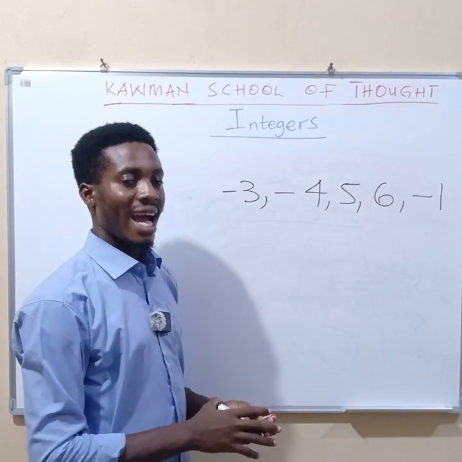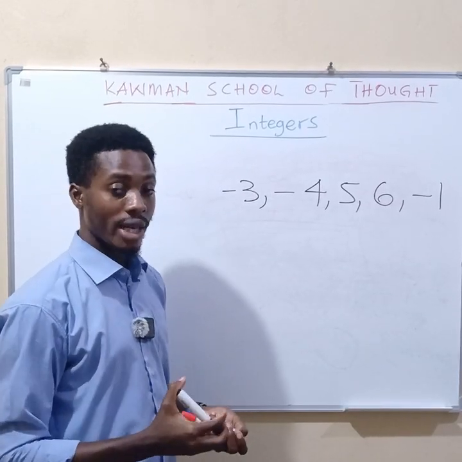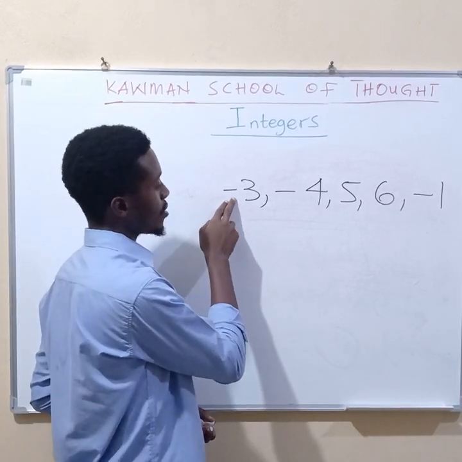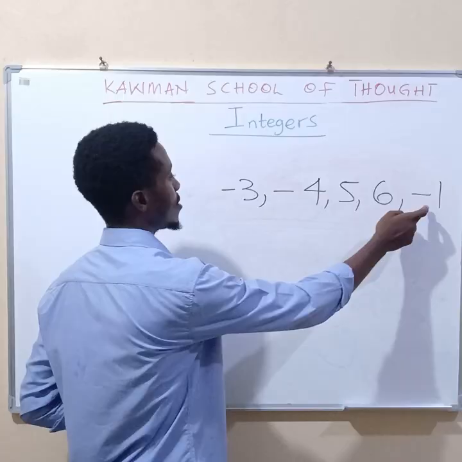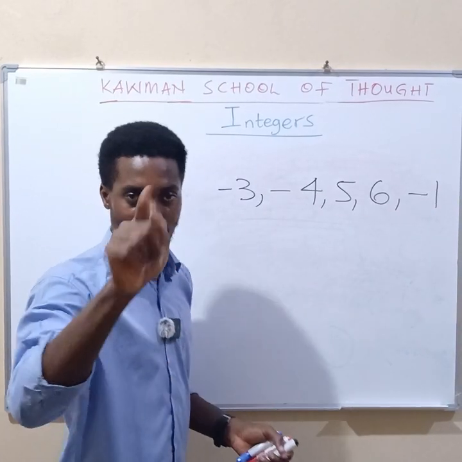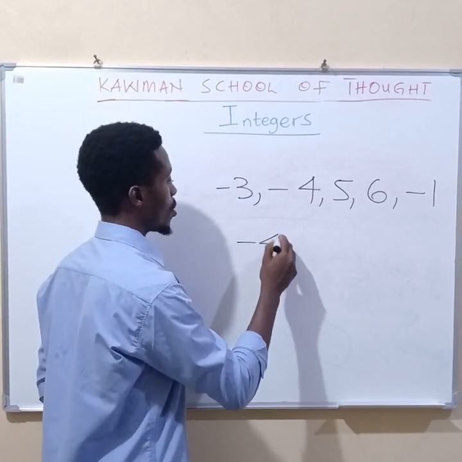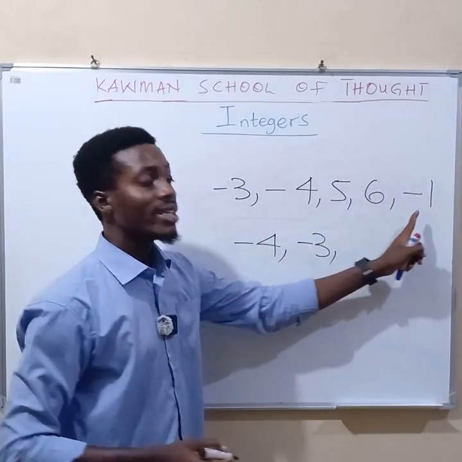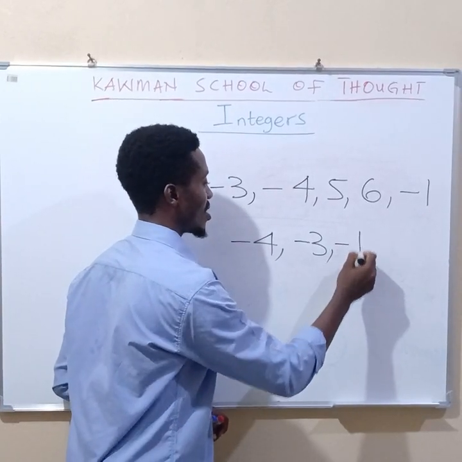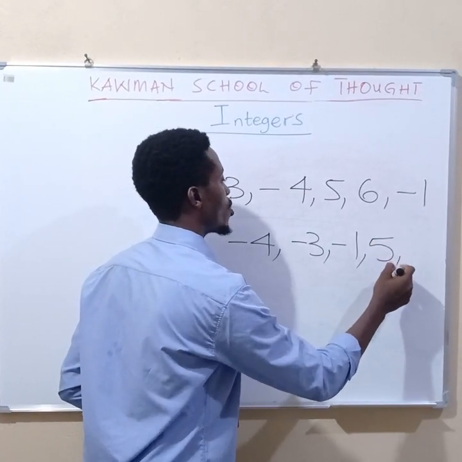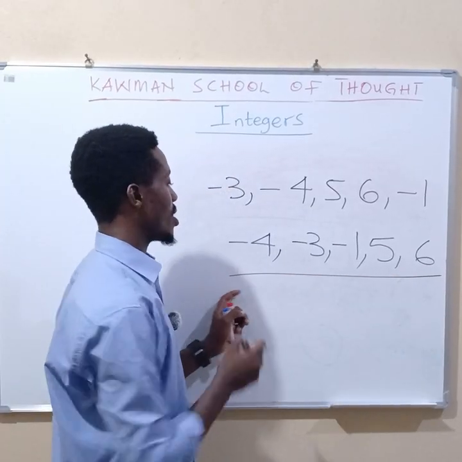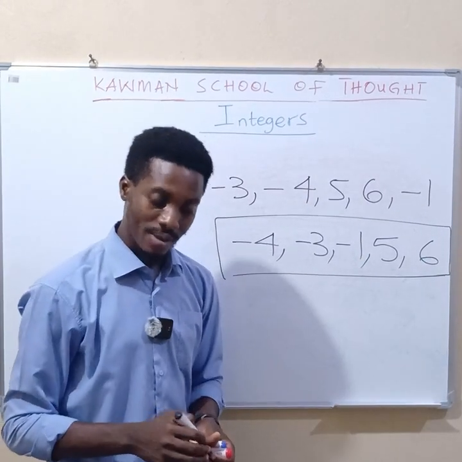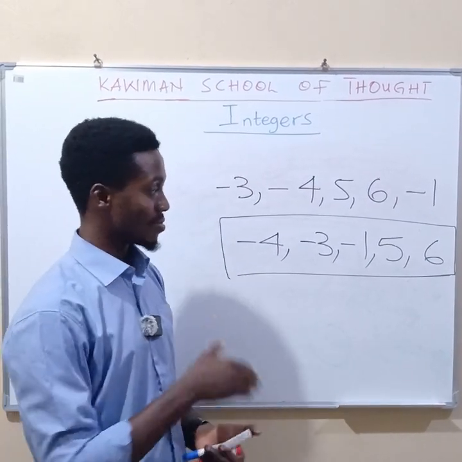Now I want us to rearrange these numbers in ascending order, meaning from the smallest to the biggest. And how do we do that? Easy. We pick the smallest number here. So I have -3, -4, 5, 6, and -1. The smallest number I'm seeing here is -4. Good. -4, followed by -3, followed by -1. All the negative numbers are coming first, followed by +5, followed by 6. So this number system we have here is ascending order, from the smallest to the biggest. Ladies and gentlemen, that is integer for you. So sweet. Have you seen it?